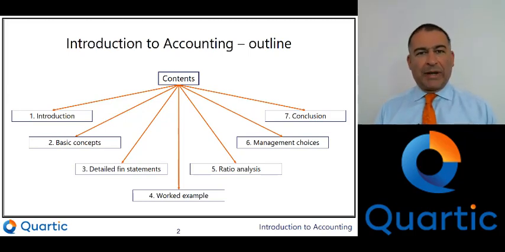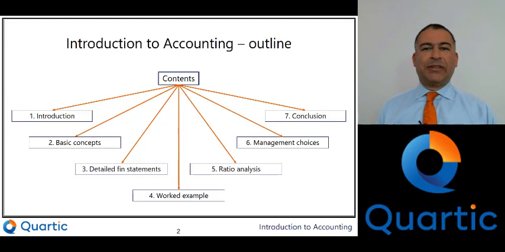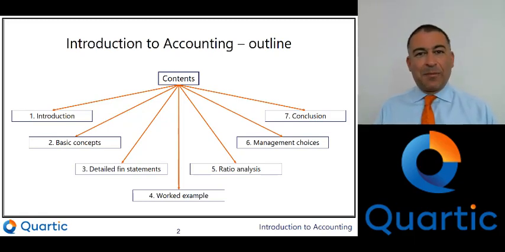We're going to do some ratio analysis, which allows us to compare how one company is doing against another, or how a company is doing against what it was doing last year. And then we're going to look at management choices, which is the beginning of a big discussion on what it is that management are trying to get the accounts to show, and what maybe do we as analysts want to try and understand from the accounts a bit behind the picture. And then we will draw to a conclusion.